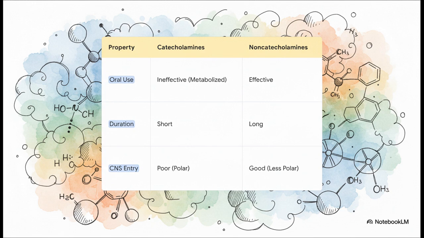And that group is a huge target for those enzymes we talked about, COMT and MAO. They just chew it up. Because of that, you can't take them orally, their effect is super short, and they're too polar to get into the brain. Now the non-catecholamines, they don't have that vulnerable group. This makes them tough. They're resistant to breakdown, which means you can take them orally, they last a lot longer, and because they're less polar, they can actually get into the central nervous system.